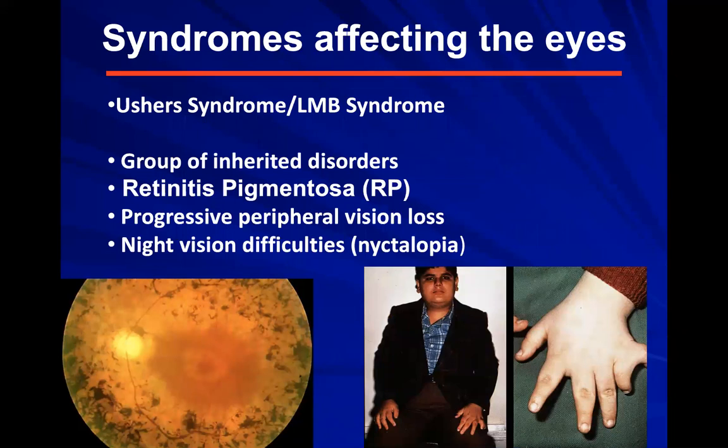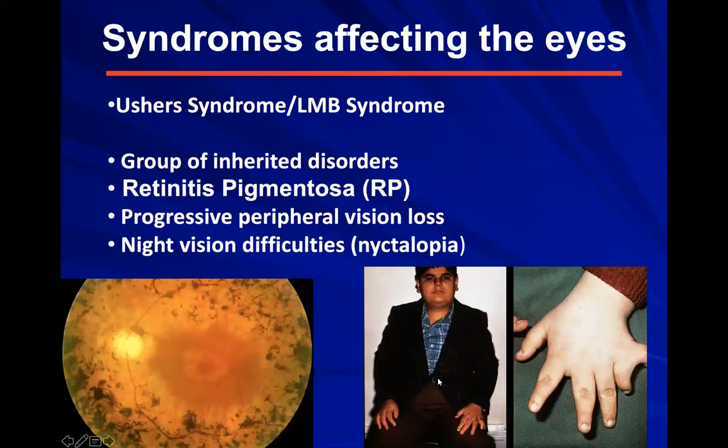There are many syndromes affecting the eyes. I'm not going to go into them because I'm a geneticist and I have a list of 300 syndromes, if not more, that affect the eye. But I just chose a couple. Usher syndrome, Laurence-Moon-Bardet-Biedl syndrome, retinitis pigmentosa. I just chose these simply because they are really very common.